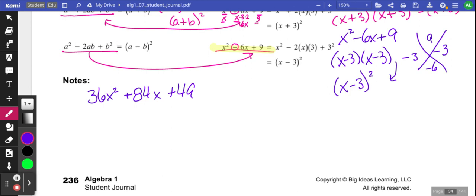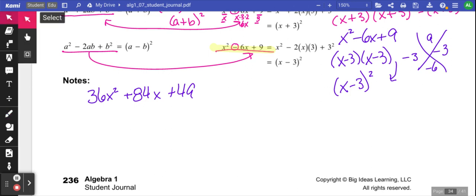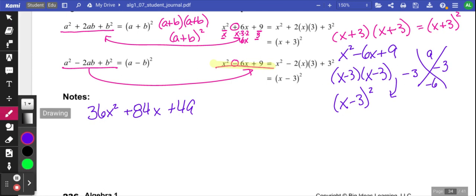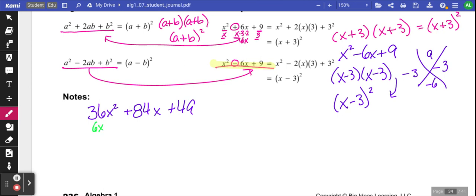So instead, we can identify that it follows this pattern. We see that the first term and the last term are both perfect squares. So, okay, this 36x squared, well, I know that the square root of that is just 6x. The square root of 49 is 7. If I want to make sure it follows the pattern, I can think, okay, well then if it is this perfect square trinomial, this middle term would be 6x times 7 times 2.